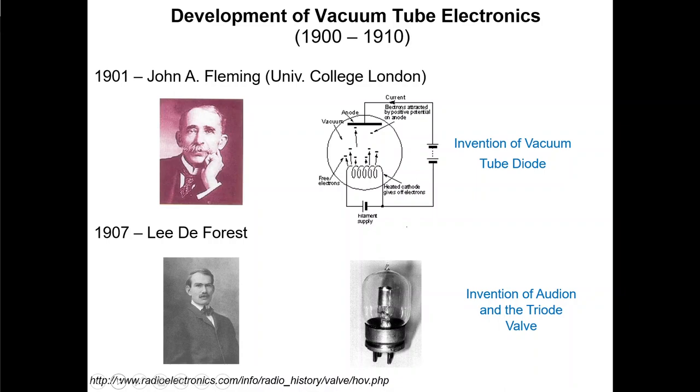Now let's talk about the technology part of electronics. The technology part of electronics started in the early days with vacuum tube electronics. Vacuum tubes were invented around the same time the first patent on semiconductors was filed, 1901. John A. Fleming was the scientist who invented the vacuum tube diode. Lee de Forest in 1907 invented the vacuum tube-based triode.